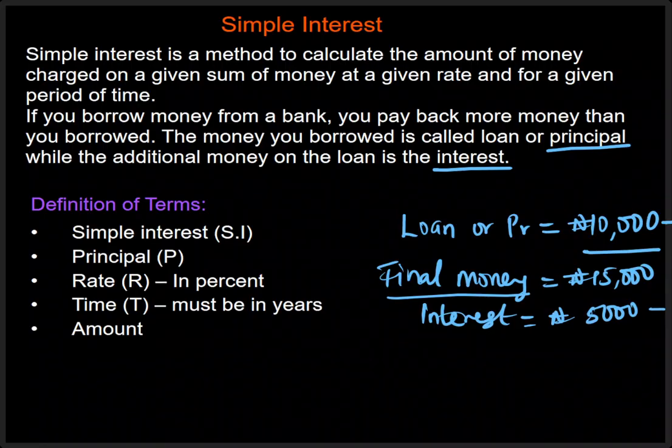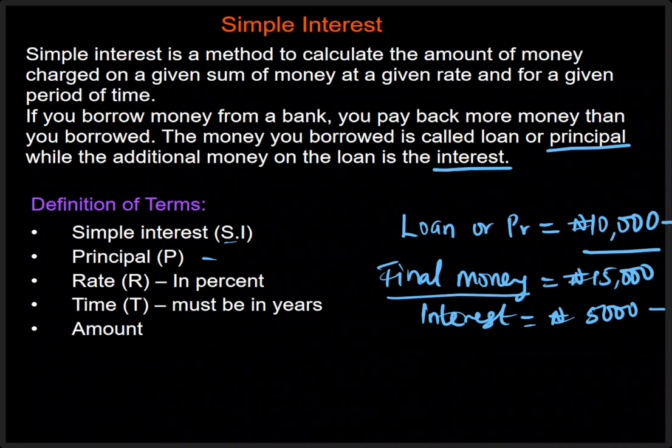All right, so let's look at some terms here. We have the simple interest, which is the money charged on the original money. We have the principal, which is the original money, either as a loan you take, or maybe you invest money. It's not only in terms of loan. If you invest money, that money is supposed to yield an interest.